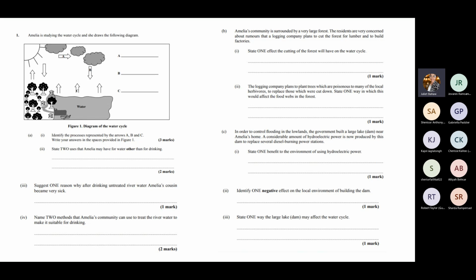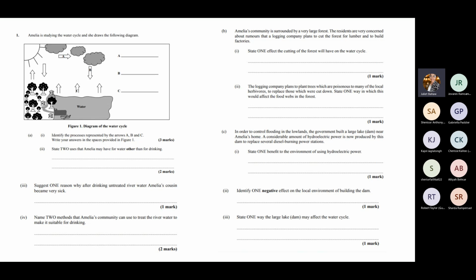Part B. Amelia's community is surrounded by a very large forest. The residents are very concerned about rumors that a logging company plans to cut the forest for lumber and to build factories. Part 1. State one effect the cutting of the forest will have on the water cycle. So remember with the trees, you have to talk about the process of transpiration, right? Plants or trees, they give off water vapor through their leaves. So if you cut the trees, then the transpiration process is going to decrease and there's less water vapor being returned to the atmosphere. All right, so that would have been the answer.